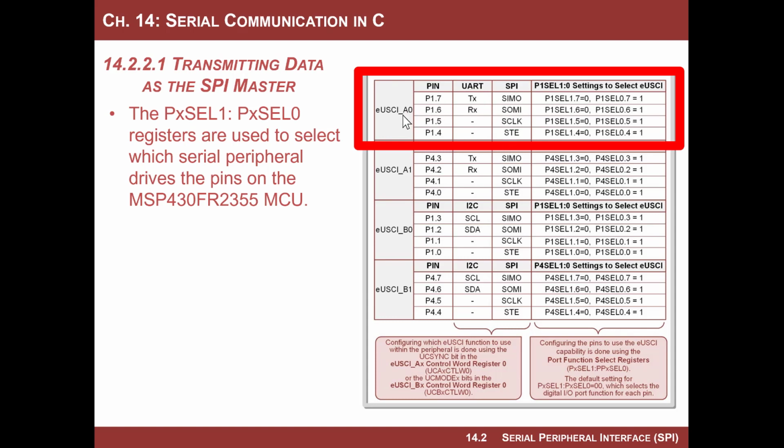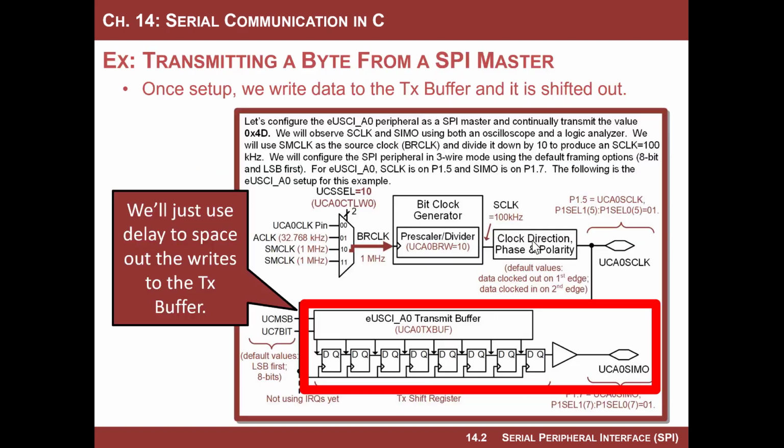So on the A0 peripheral, which we're using, the SPI pins are mapped into port 1, bits 4, 5, 6, and 7. SCLK is on port bit 5, slave out master in is on bit 6, and then slave in master out is on bit 7. In this example, we don't use STE, but it does come out to a pin. We'll set up all 3 of them, even though we're not going to use the master in.